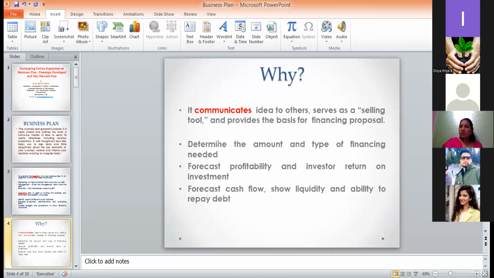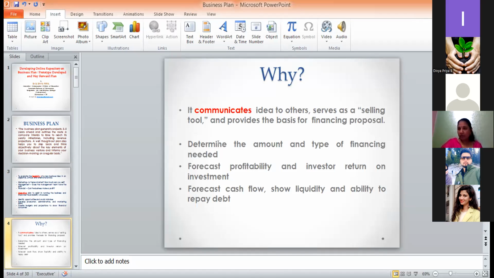So why is a business plan required? Because it helps you to communicate ideas to others. For example, if you want to raise finance, you have to approach a bank and other financial institutions. When it comes to raising loans, definitely they will ask about the business plan. They will be checking what your long-term and short-term plan is. Without understanding the nature of the business and the business plan, definitely your organization can't make profit and can't succeed.